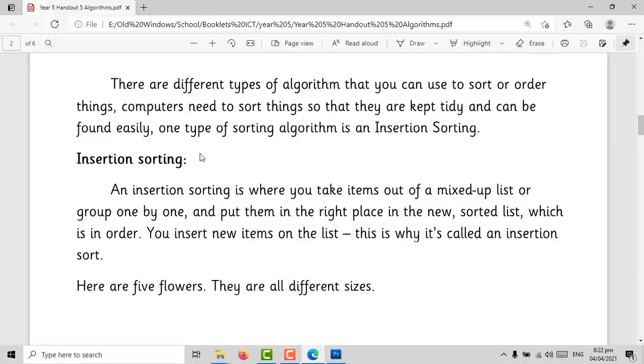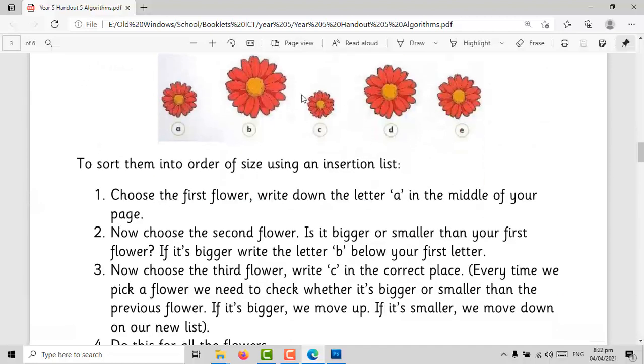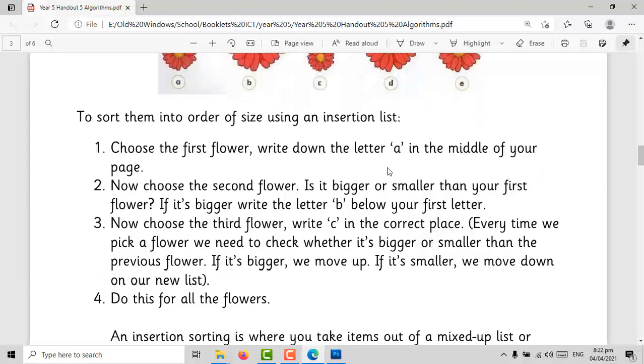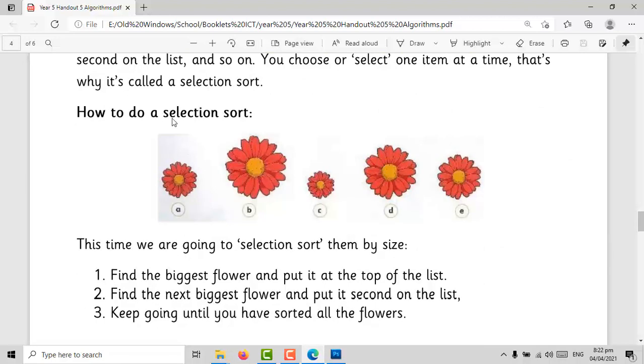In today's lesson we defined the word algorithm and we've learned about the insertion sorting, the one that computers use to organize their files, and we've used those flowers to learn how to do the insertion sorting. In the next lesson we're going to learn a new sorting algorithm. It's called selection sorting. Yeah? Well, that is it for this lesson.